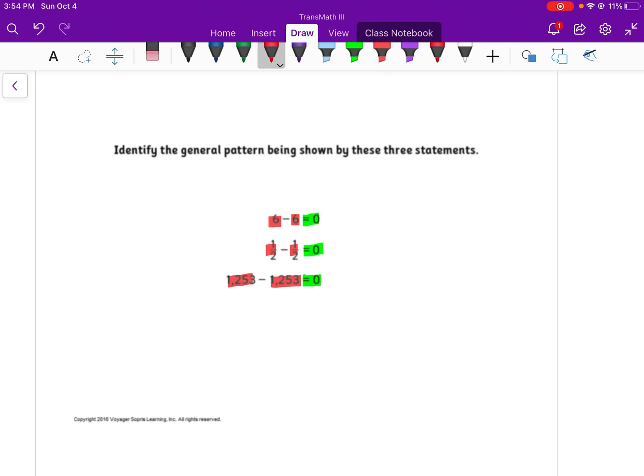Let's use a different letter. Let's say M. We're going to let those numbers that were varying be represented with M. We are always subtracting that same number, and it always equaled 0. So our general pattern in this case is M minus M is equal to 0.